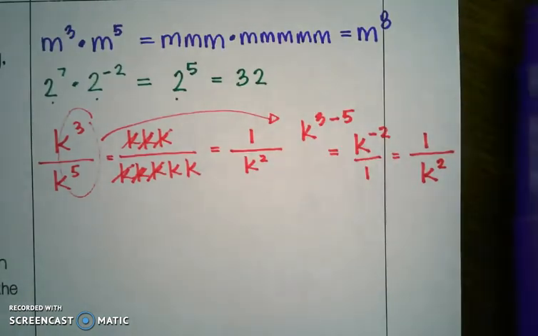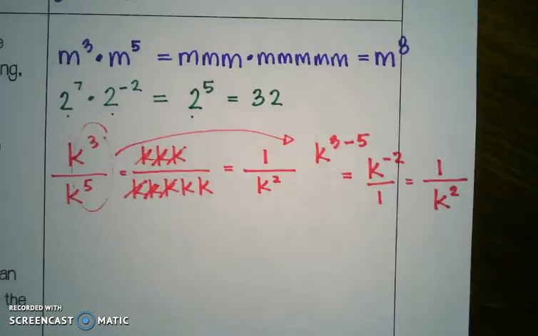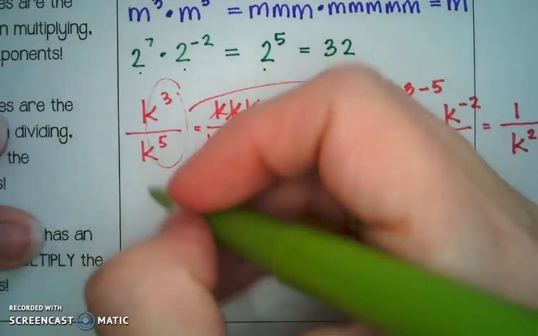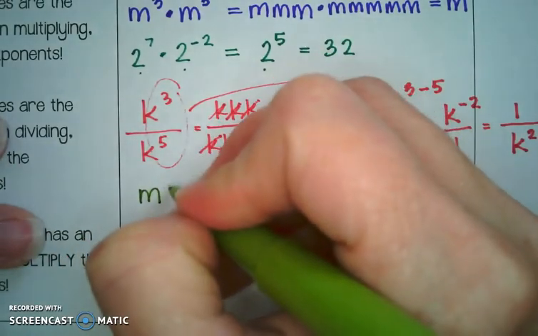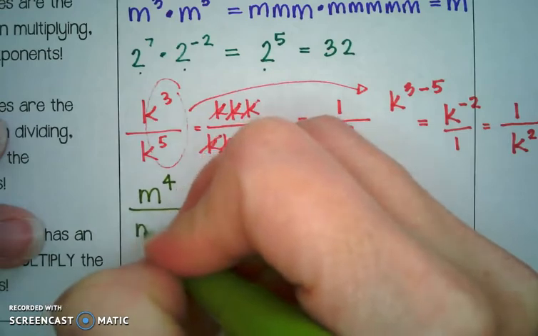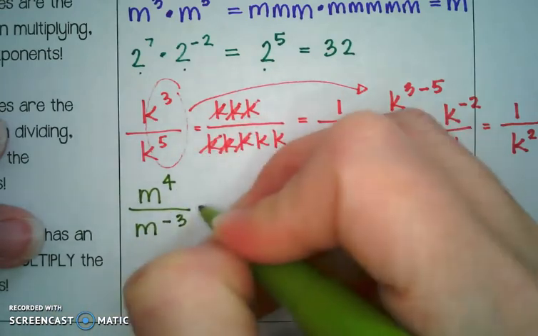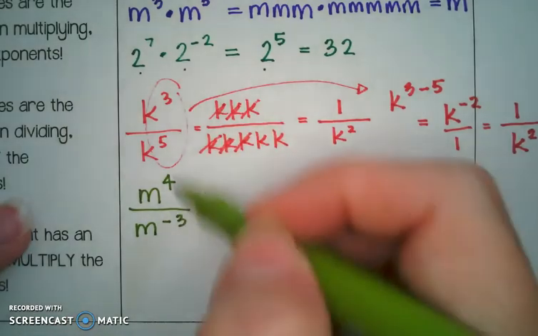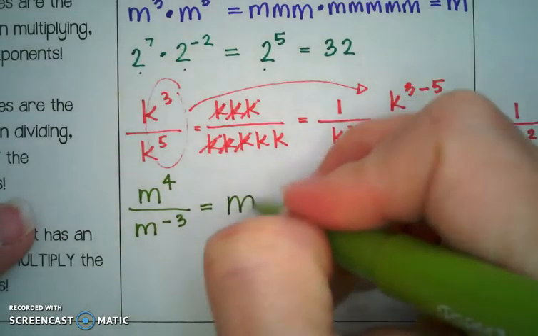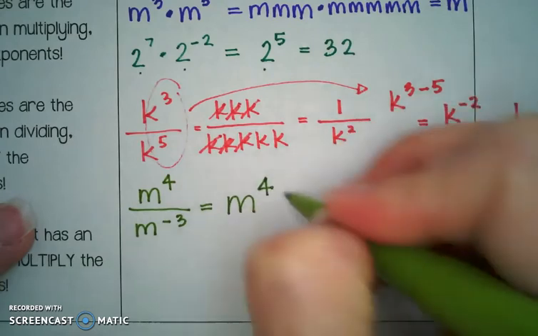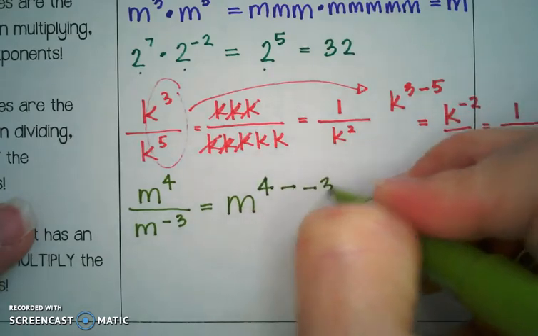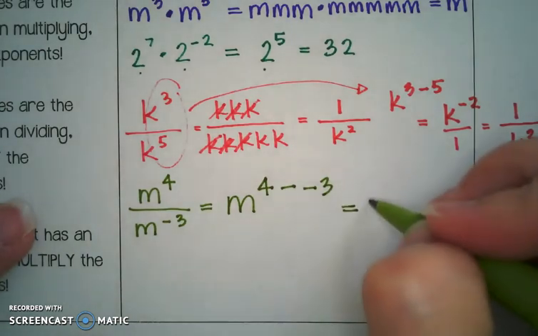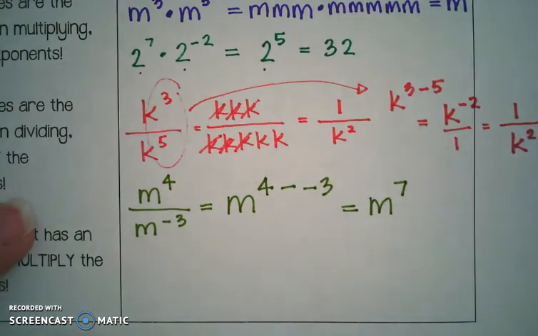That's if you're dividing. All right, let's try one more of those because you have to make sure you subtract correctly. So let's say we had m to the 4th over m to the negative third. All right, so we know we don't have to write all this out. We can just subtract the exponents. So we need to subtract 4 minus negative 3. Well, 4 minus negative 3 means 4 plus 3, so this would be m to the 7th.